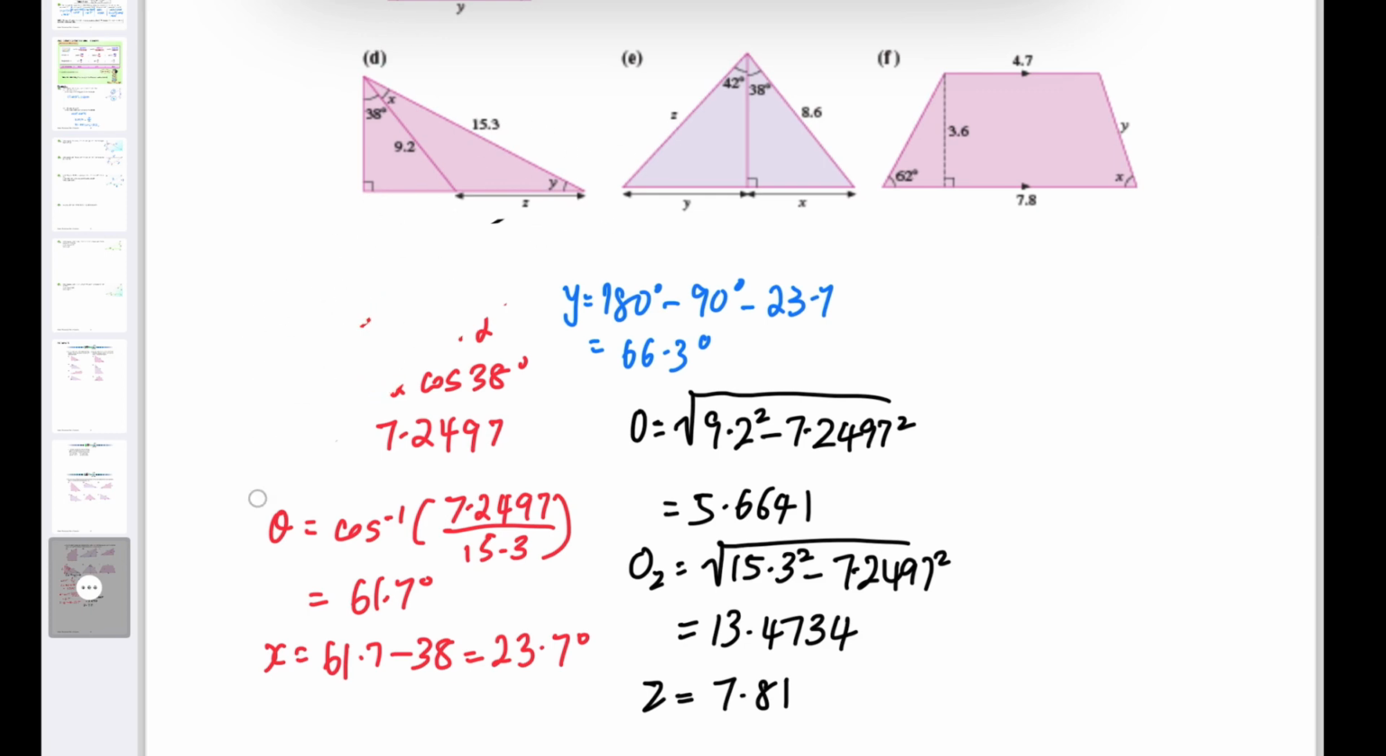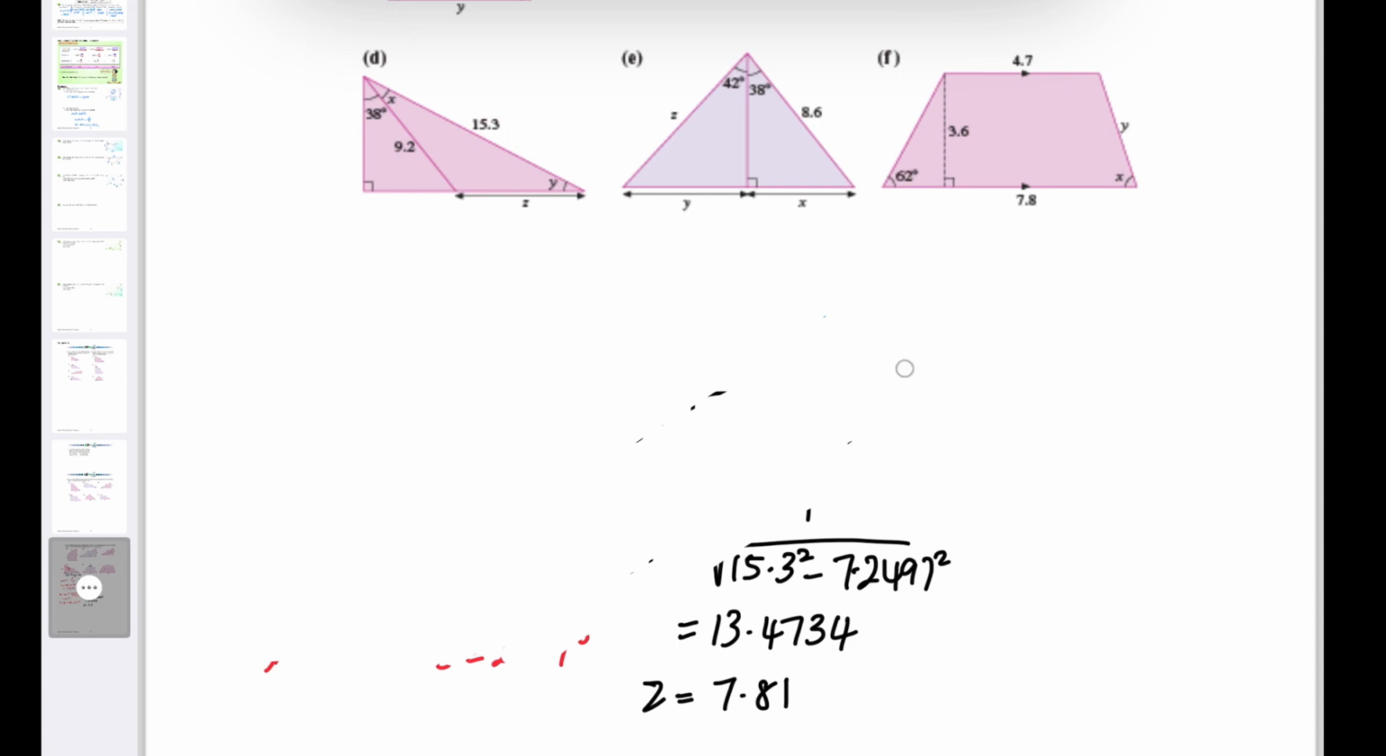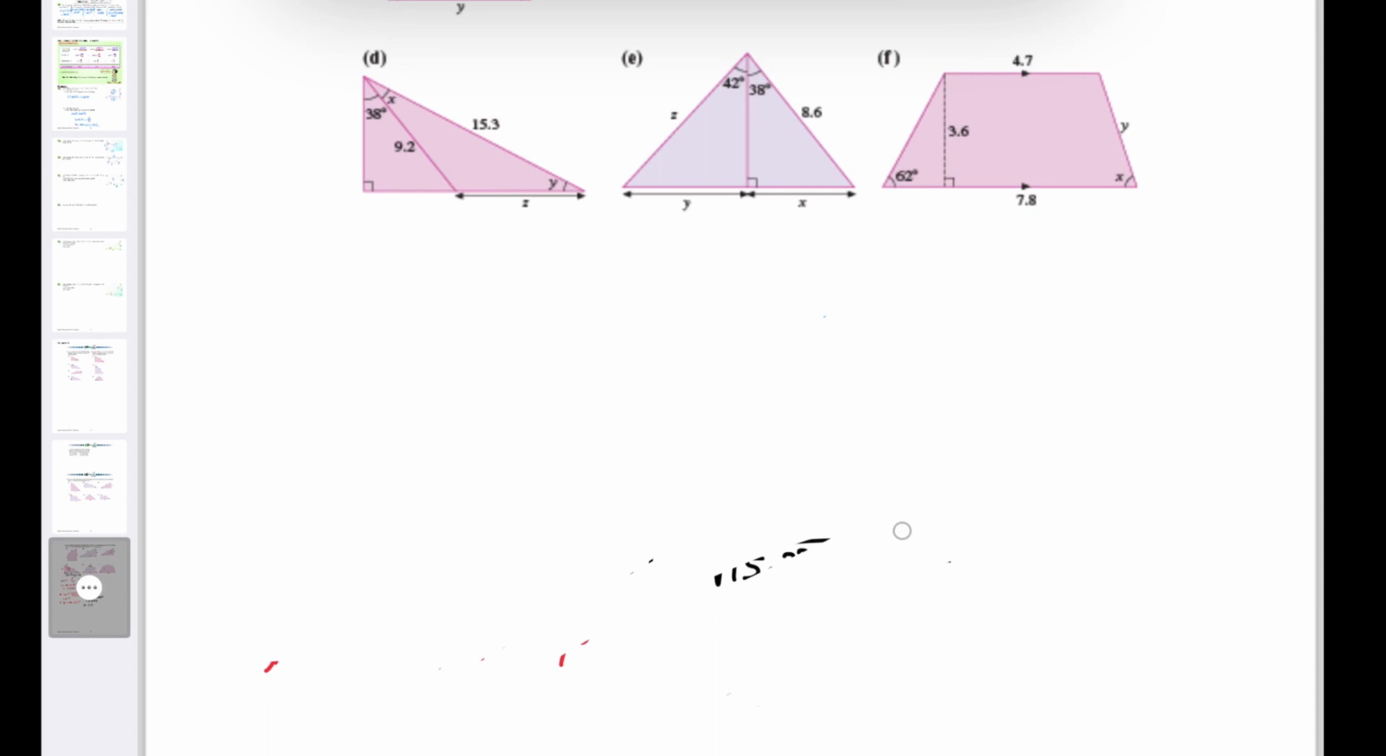For part E, let's take a look. I see that the triangle on the right hand side has more information, so it will be easier to use that to find x first, am I right? Okay, so let's take a look at the fact that x is the opposite, and 8.6 is the hypotenuse.